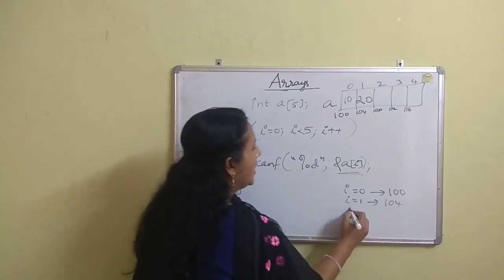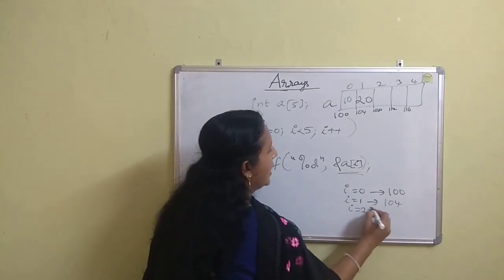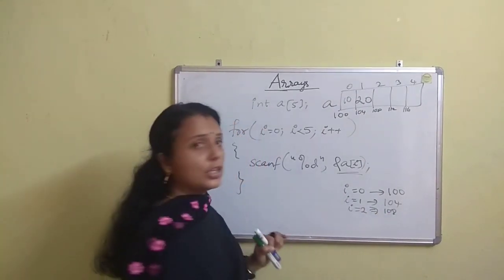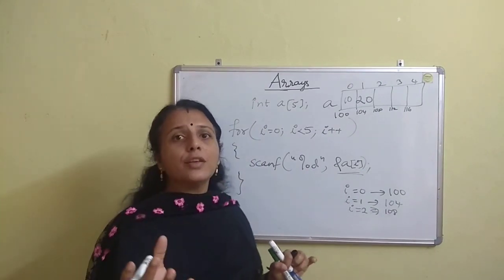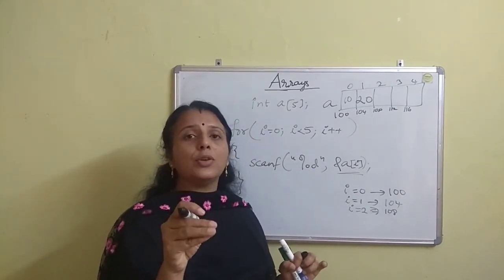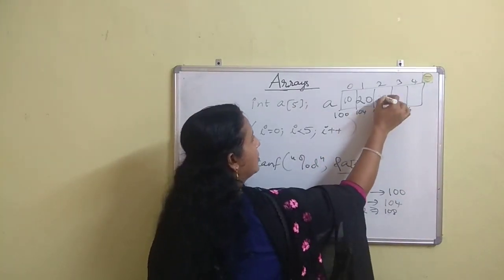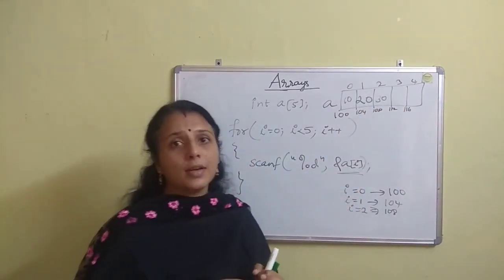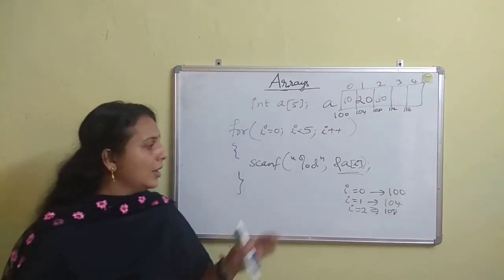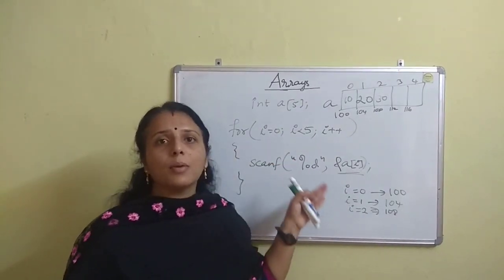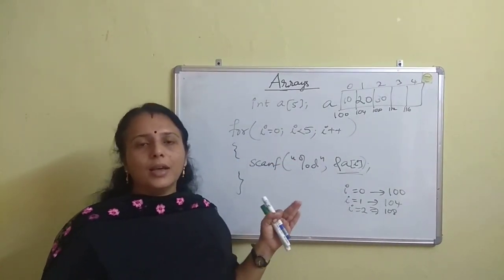Likewise, I iterated, 2 happens and it is indicating to the 108 location. Take the value from the console and store the value at the memory location 108. So that is what happened here. Suppose the user has given 30 this time. So this is how this reading operation happens inside the array.